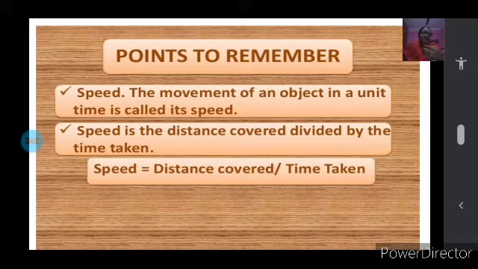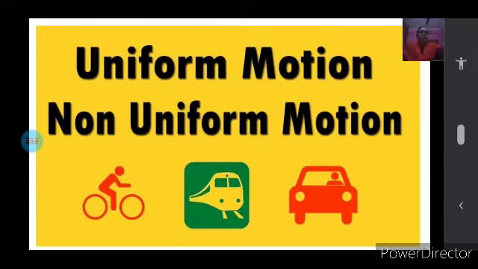With the 3 to 4 examples we have learned, you can understand that speed is nothing but the distance covered by an object in the given time. So the formula is speed is equal to distance covered by time taken. Now, we already learnt about the different types of motion: circular, curvilinear, rectilinear and so on. Two very important types of motion will be introduced to you this year, that is uniform and non-uniform motion.